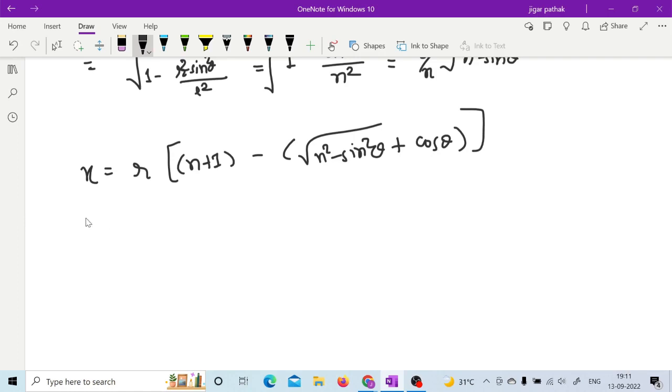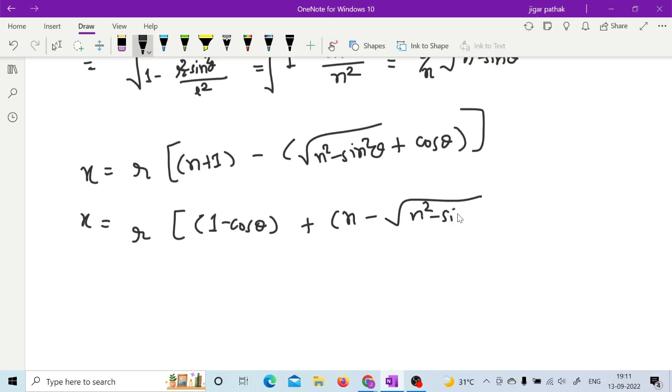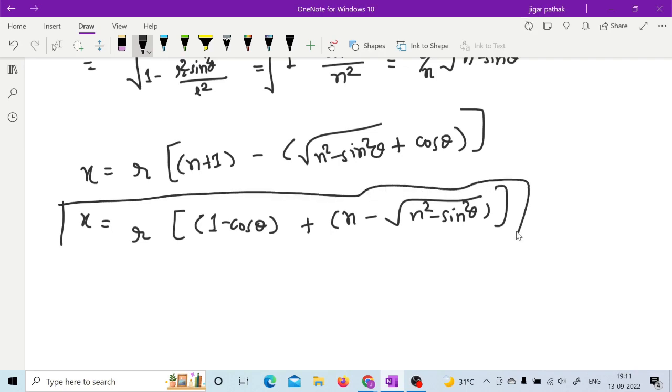If you further rearrange, then what you will get is 1 minus cos theta plus n minus under root of n square minus sine square theta. So now this is actually the equation for displacement of your piston.